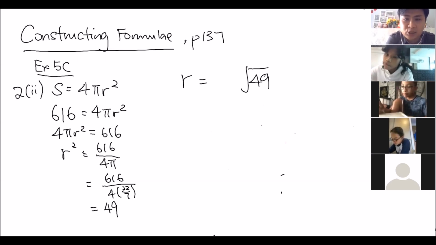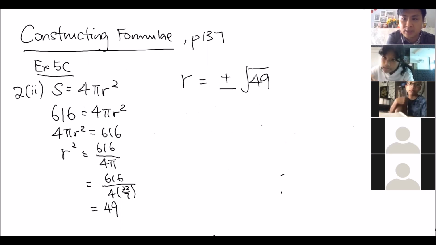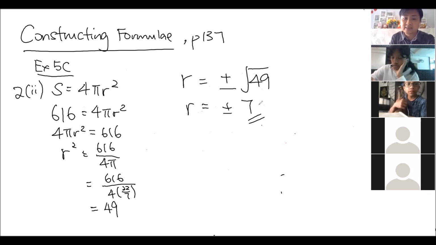Okay. Now mathematicians, they like to do shortcut. So this thing represents 2 answers, 1 positive, 1 negative. So this is what mathematicians like to do. They like to do shortcut. So R equals to plus minus square root of 49. Can you get the idea? Yes. Okay. Then you continue. So R will be equals to plus minus 7. So this will be the answer. Okay. Can you be clear about this?